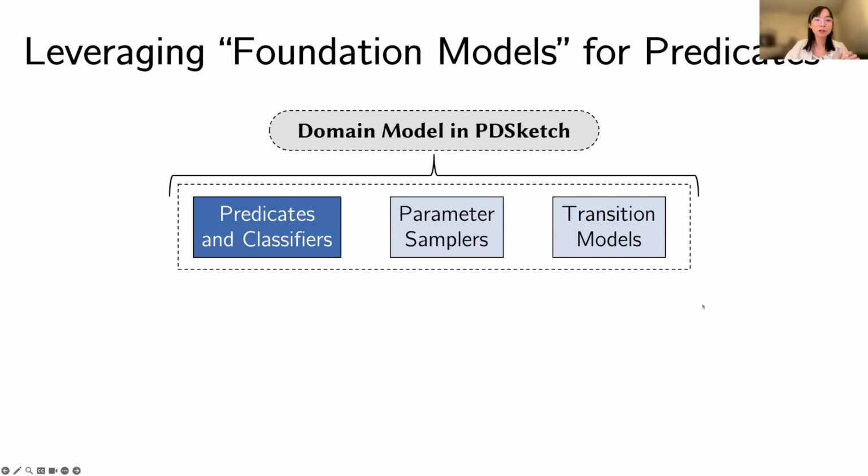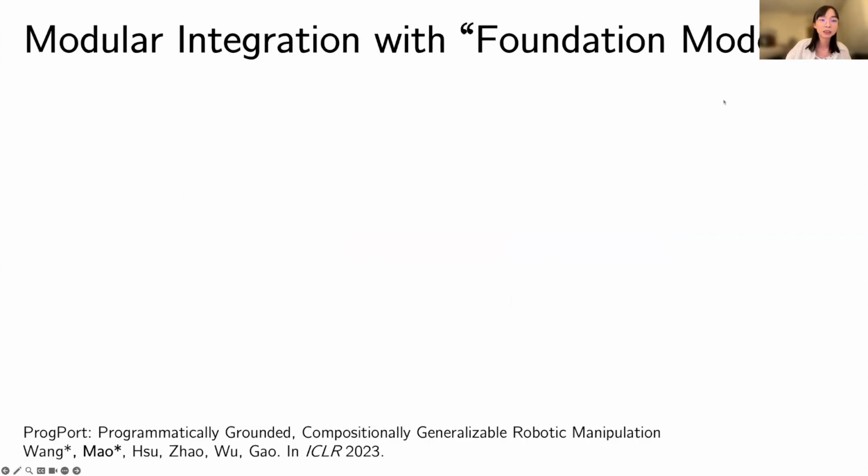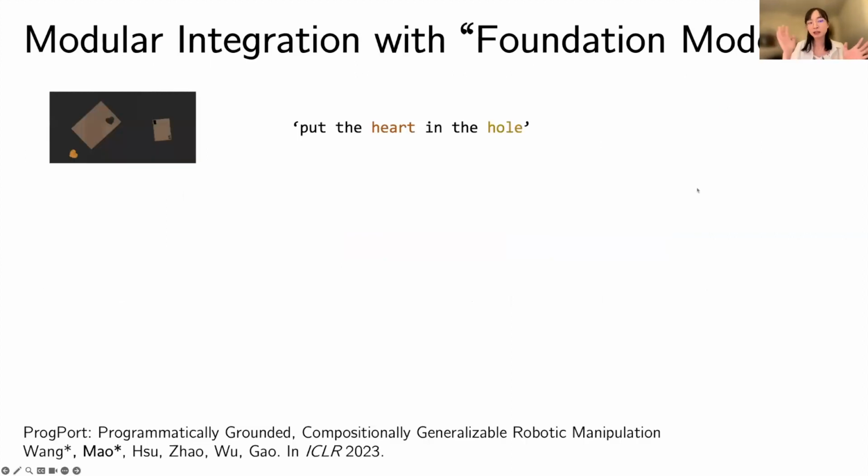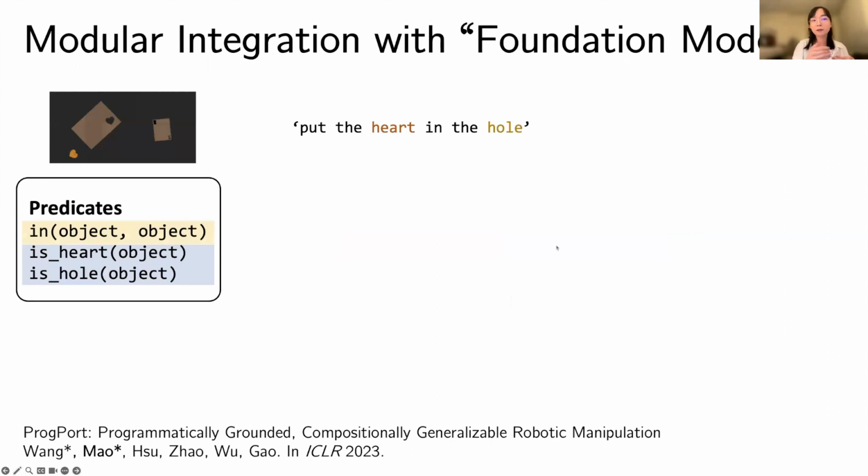So I'm going to start from predicate learning and classifiers. The high-level idea is that we want to leverage some sort of pre-trained vision foundation model for predicate and classifier learning. Let's look at this simple tabletop manipulation task where the goal is to put the heart into the hole. There are really 3 different aspects in the instruction that we need to reason about. We need to reason about the spatial relationship in, and we also have shape properties like heart and hole.